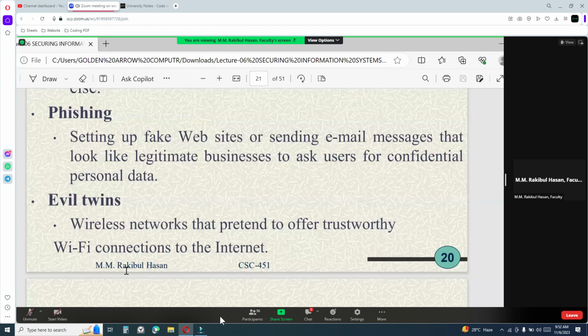Usually when we go outside, especially to a restaurant, we see that the restaurant gives us free Wi-Fi facility. In different areas you can also see some free Wi-Fi facility. A number of people sit around that router and try to access the Wi-Fi.